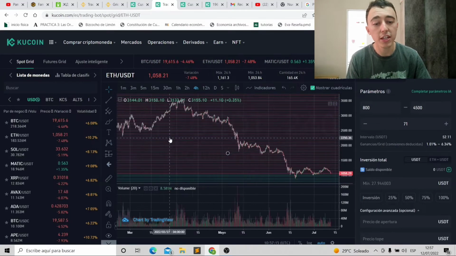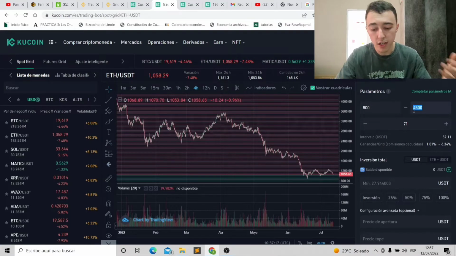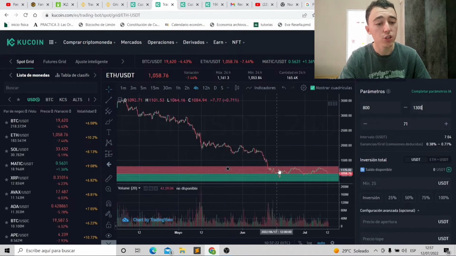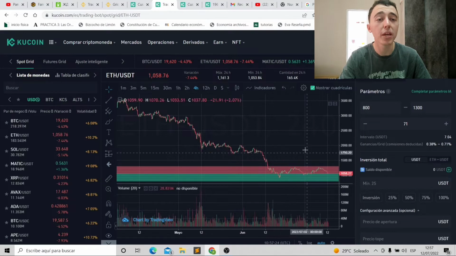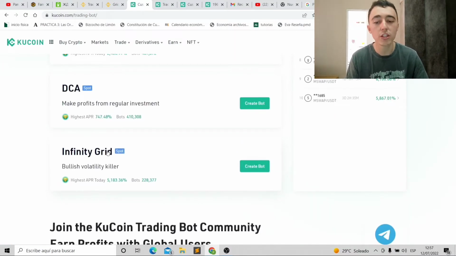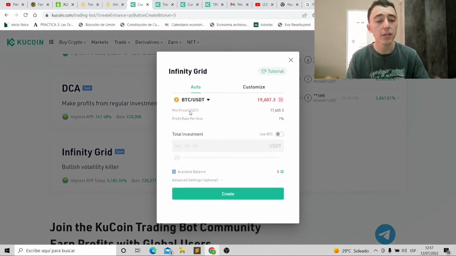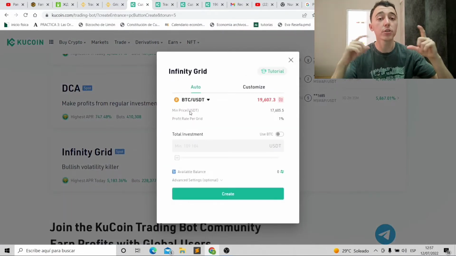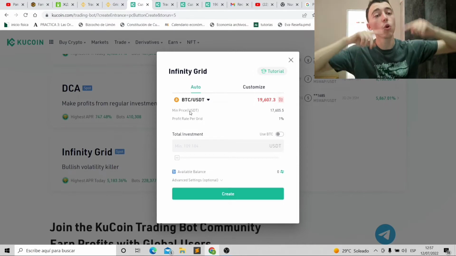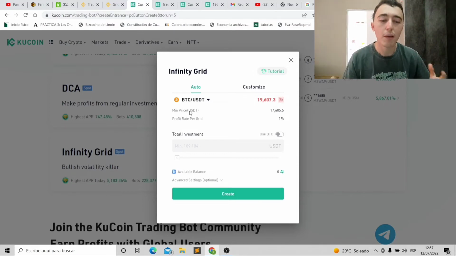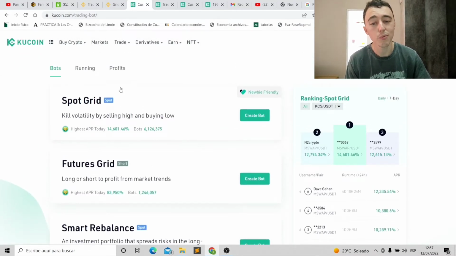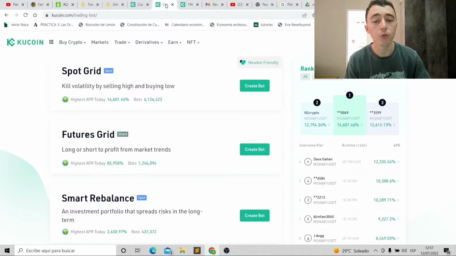So you're going to have to adjust, because if you put, for example, as I said, until 1,300 from 800, as soon as it goes out of the range, you're not going to be able to buy and sell. If you want to follow the range, the most similar option is using the infinity grid. The infinity grid basically creates a range of 1% difference up and down of the price all the time. So if the price goes up, it will go up, and if it goes down, it will go down. I personally don't use it, but I think it's the best solution for this type of bots.